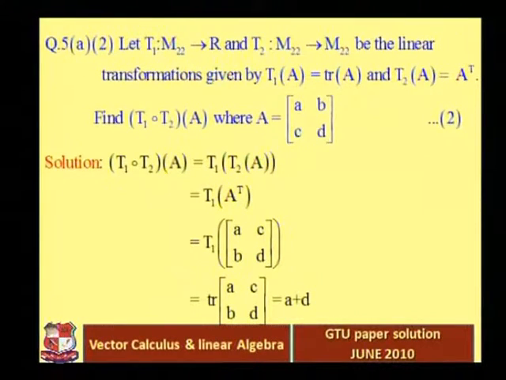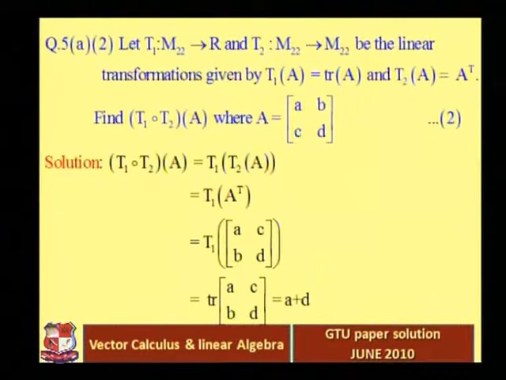Question number 5A1, we have already seen. So here is question number 5A, second part. Let T1 and T2 be linear transformations, where T1 is defined from the set of 2 cross 2 matrices to R, and T2 is defined from the set of 2 cross 2 matrices to the set of 2 cross 2 matrices.